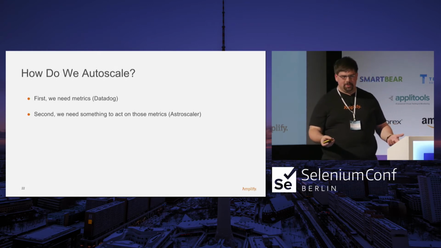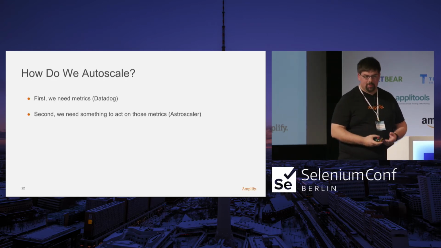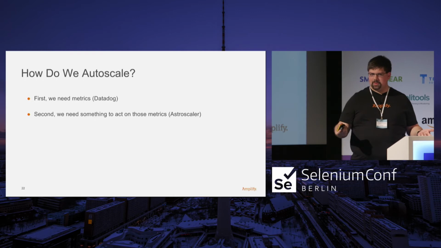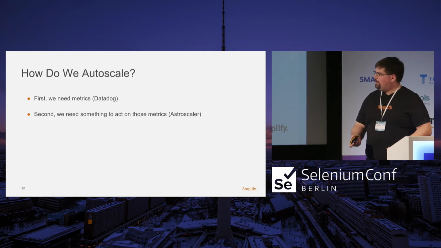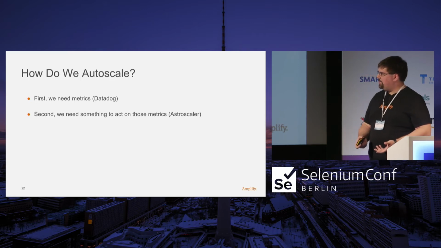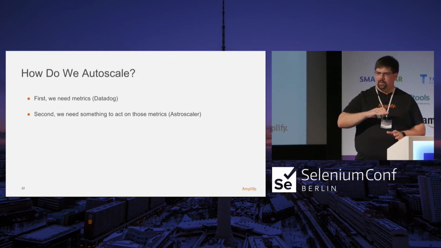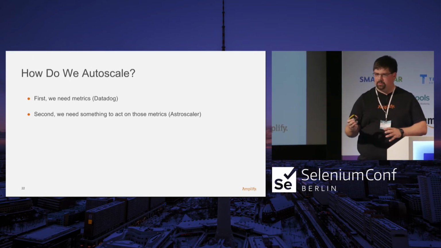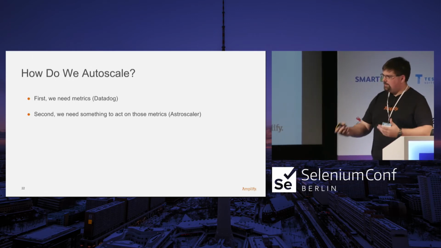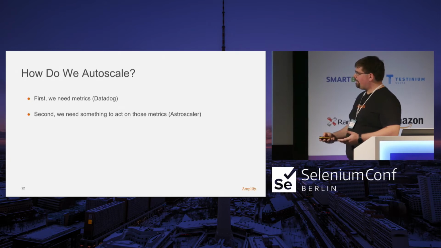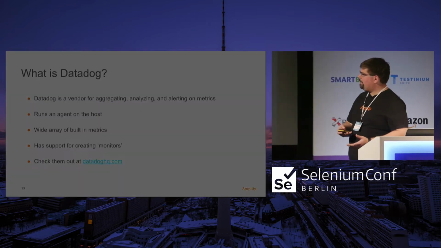So how do we go about actually doing this autoscaling? The first thing we needed to do was find some sort of metrics. In our case, at Amplify, that's Datadog, and I'll talk a little bit about them in a minute. The second part of that was we need something to actually act on those metrics. We need something to decide, OK, now we need to add X number of instances to our grid. We need to remove X number of instances, something like that. And that for us was AstroScaler.